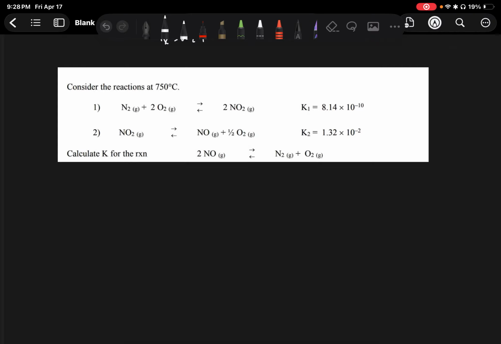Consider the following reactions. We need 2 and 0. Bro, so we have to do these flipping shits.